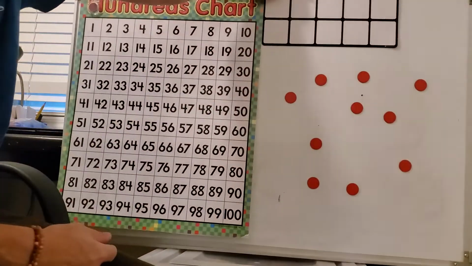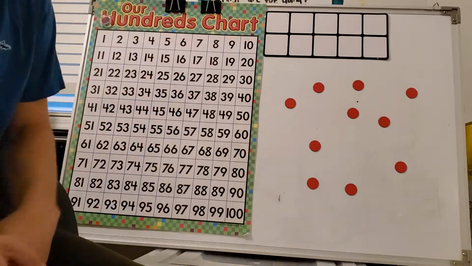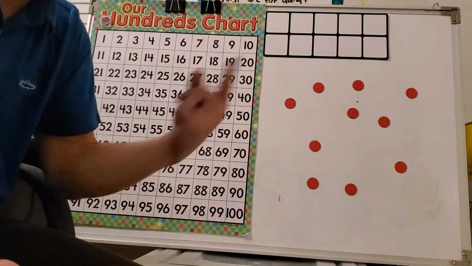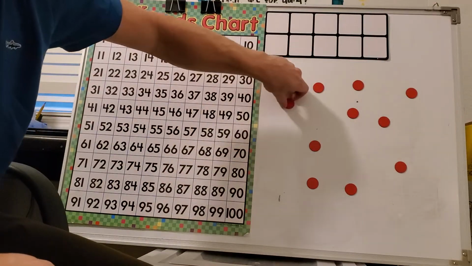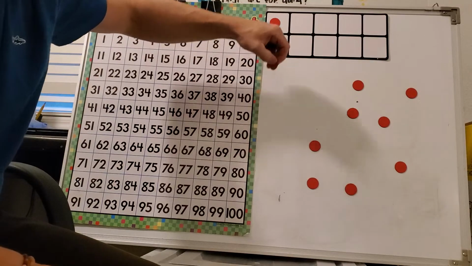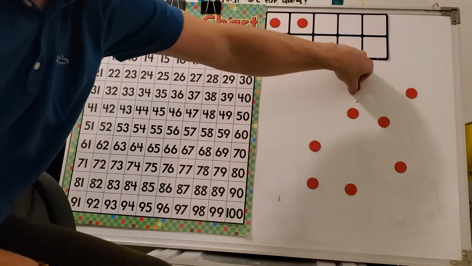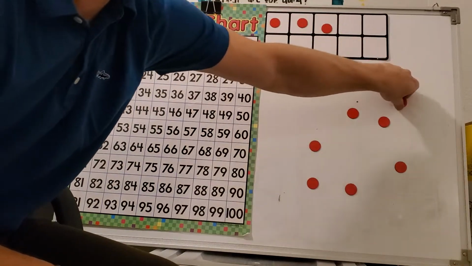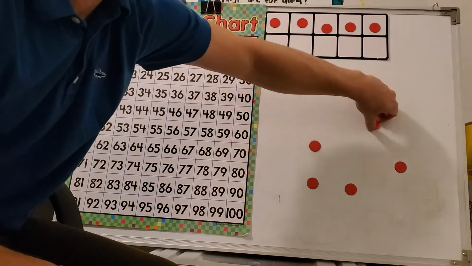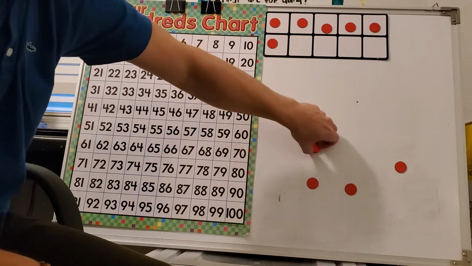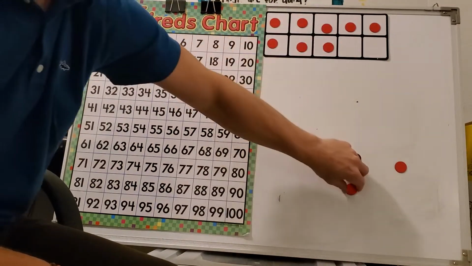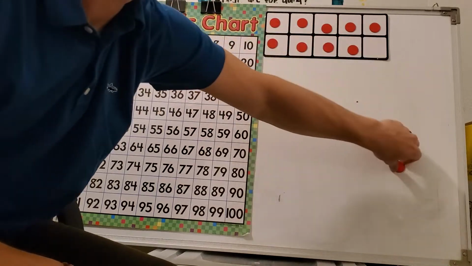No, it's not, right? It stays the same. Just because we change the shape does not change the number. Watch, if I take these and I put them back in our 10 frame, I can still count. I know that this is 1, 2, 3, 4, 5, 6, 7, 8, 9, and 10.